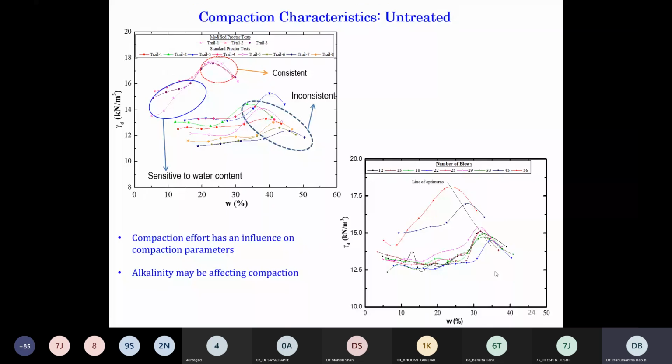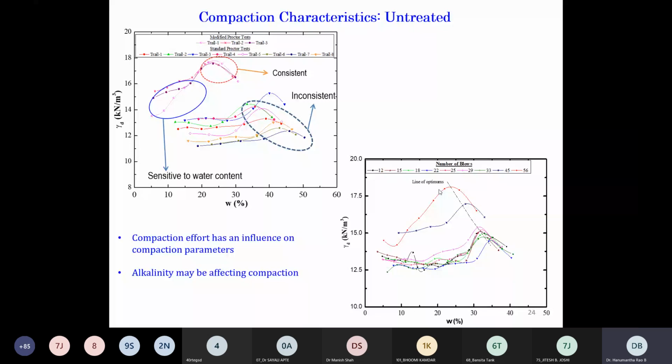Then I don't need to re-emphasize the importance of the compaction and consolidation characteristics, but one peculiar thing that we again observed in the case of the red mud is that when you try to compact this material with the standard Proctor compaction energy, it shows some kind of inconsistency in gamma d, the dry unit weight, and moisture content value.